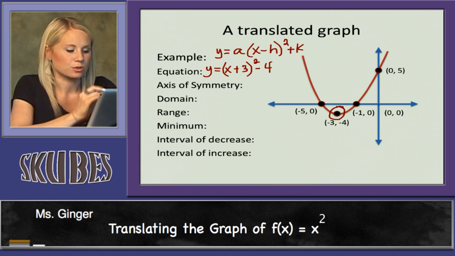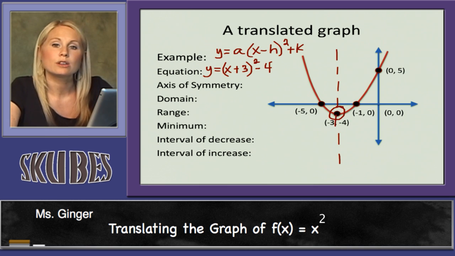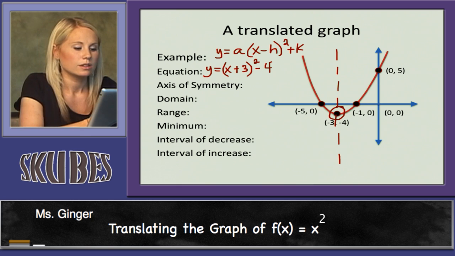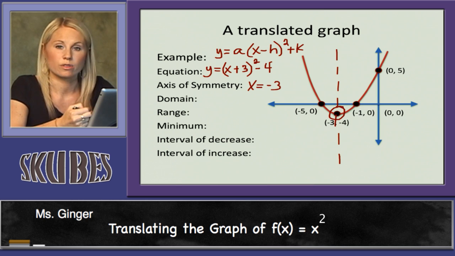Alright, axis of symmetry, the center of our quadratic, right here. Remember, we're going to use the x number to state that. So the x value that occurs is at -3. So we're going to say x equals -3 is this line right here that I've just drawn, the center of my quadratic.